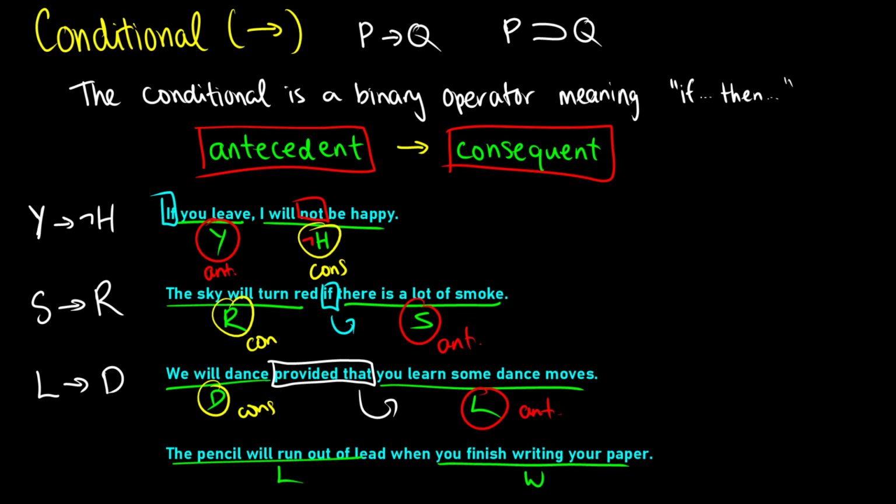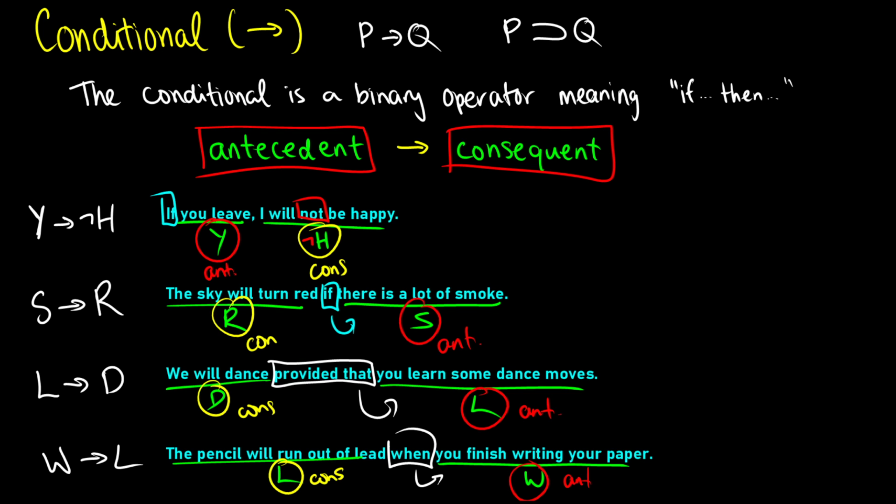And what about this word when? Well, again, when is another condition. Whatever comes after when is the condition. That means that W is our antecedent here. It is the condition. And the pencil will run out of lead is the consequent. So when the condition is met, this will happen: the pencil will run out of lead. So we can translate this one as if W, then L. So W arrow L. So this is how we can translate the conditional.